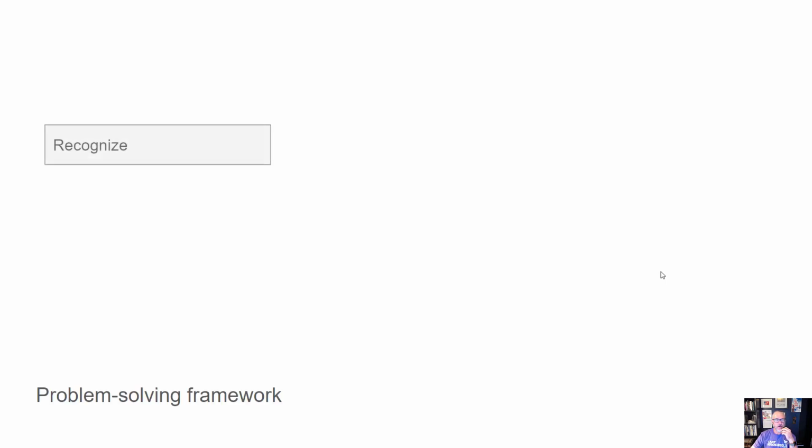At Doan, you're going to hear a lot about the Radius problem-solving framework, which starts out with this recognize step. In the recognize step, what you're trying to do is figure out what problem it is that you're trying to solve. You can't solve the problem if you don't know what the problem is. So that's the first part of the process, understanding that.